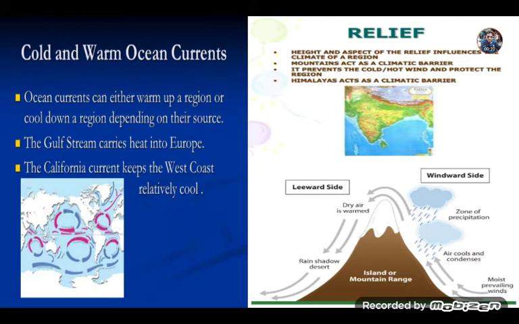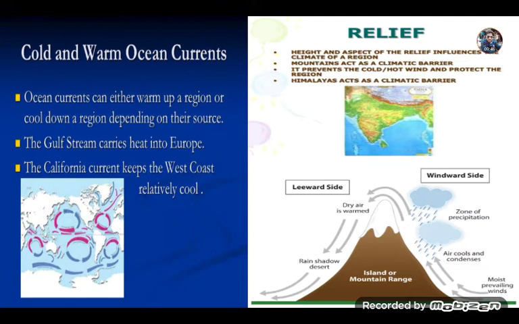So height and aspects of the relief influence climate of a region. Mountains act as a climatic barrier. Because of the mountain, one region gets rainfall, other region becomes dry. If your region is lying in the windward side of the mountain, you will experience heavy rainfall, and if your region is lying in the leeward side of the mountain, your region will be dry.